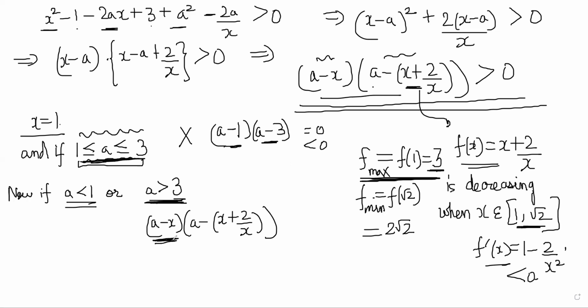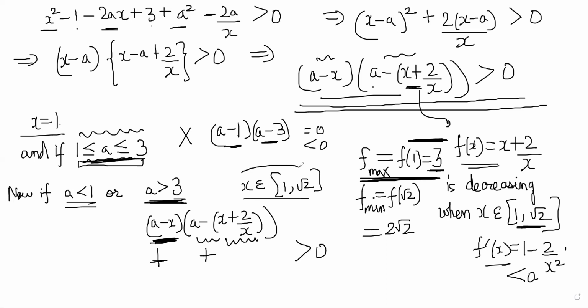Therefore, a minus x belongs to 1 to root 2, and a is greater than 3. So a minus x will be positive. And when x belongs to 1 to root 2, this function's value will decrease from 3, right? The maximum value of the function was 3, but after that it is going to become lower than 3, right? So this is also positive. So the overall inequality is satisfied. It is greater than 0 for this range of x if a is greater than 3.